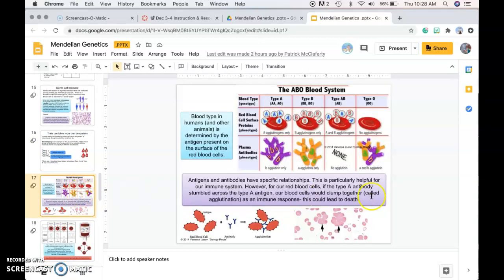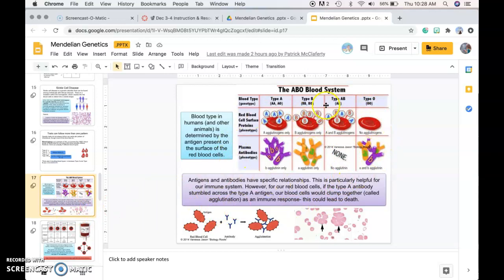The kicker is that O is recessive. So if you inherit an A and an O from your parents, you're still type A. If you inherit a B and an O from your parents, you're still type B. The only time you're type O with your blood is if you inherit two O alleles from your parents.